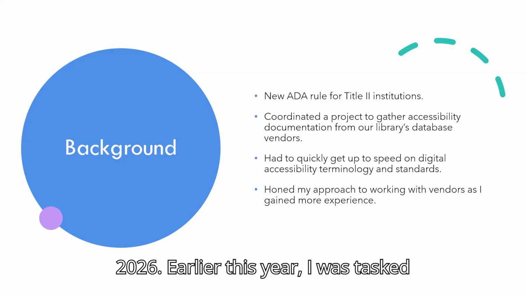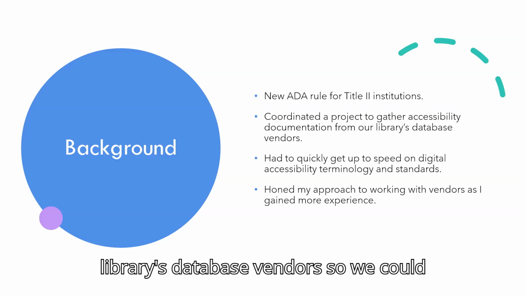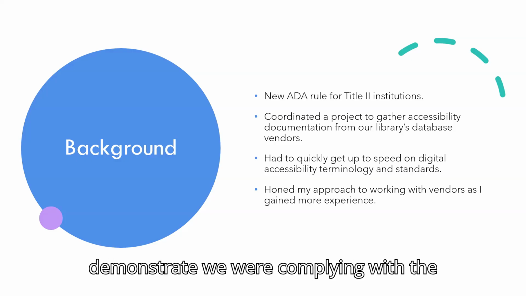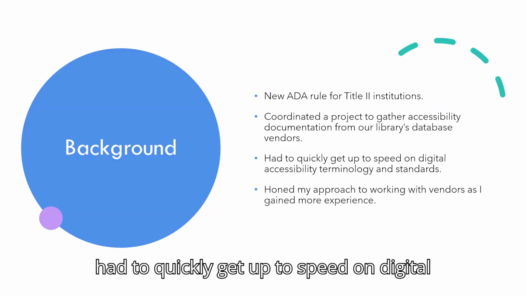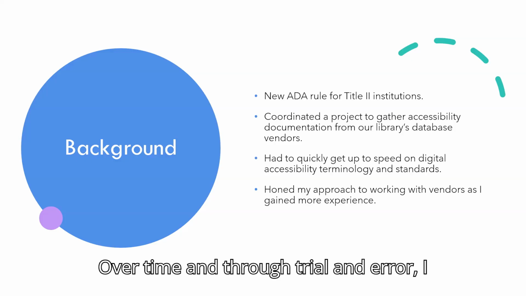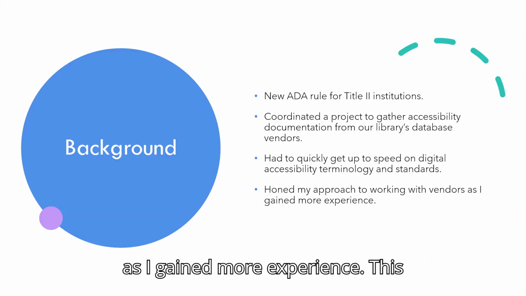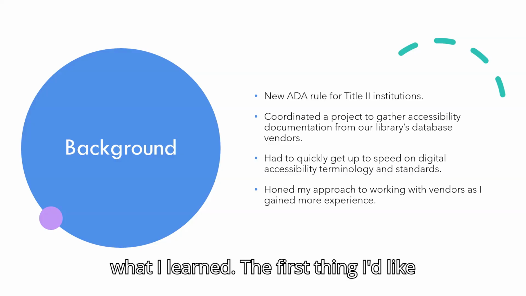Earlier this year, I was tasked with coordinating a project to gather accessibility documentation from our library's database vendors so we could demonstrate we were complying with the rule. As a new e-resources librarian, I had to quickly get up to speed on digital accessibility terminology and standards. Over time and through trial and error, I honed my approach to working with vendors as I gained more experience. This presentation is a way for me to share what I learned.